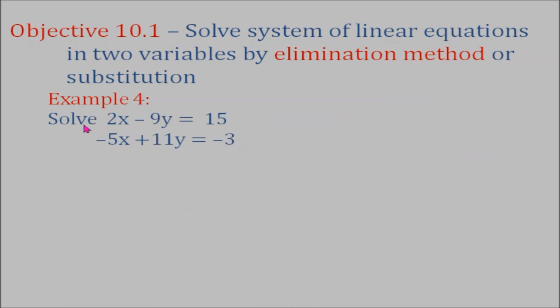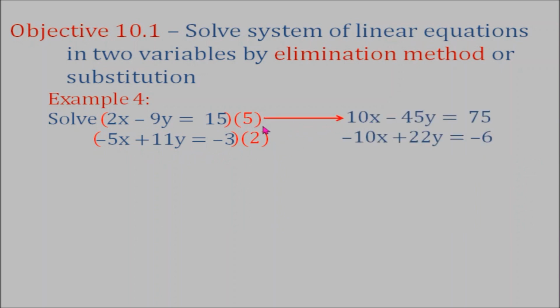Example number 4. Solve 2x minus 9y equals 15 and negative 5x plus 11y equals negative 3. Now to eliminate x, we are going to multiply the first equation by 5 and the second equation by 2. So 5 times 2x, it's 10x. 5 times negative 9y equals negative 45y, and 5 times 15 is 75. 2 times negative 5x is negative 10x. 2 times 11y is 22y, and 2 times negative 3 equals negative 6.